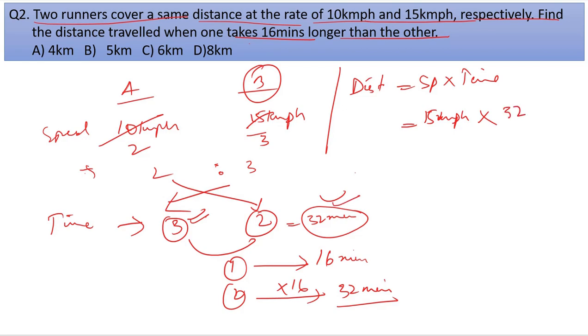Here we cannot calculate 32 minutes directly because we already have hour here, so we need to change this into hour. In order to change into hour, we simply divide by 60, that is 15 for the 60, 4 is the 32, so 8 kilometer is the distance. Therefore, Option D is the correct answer.